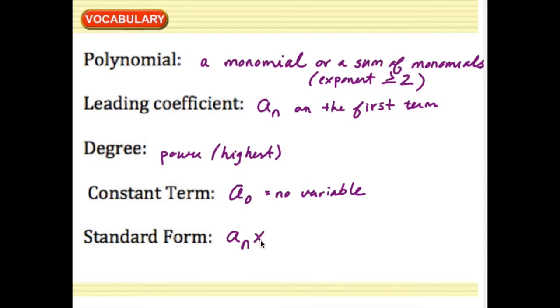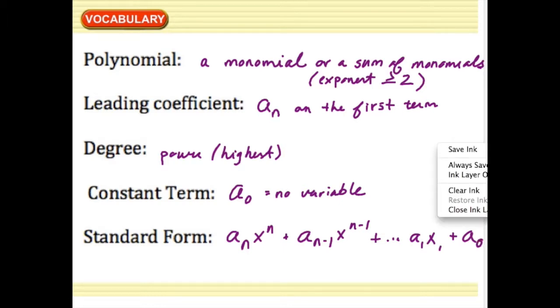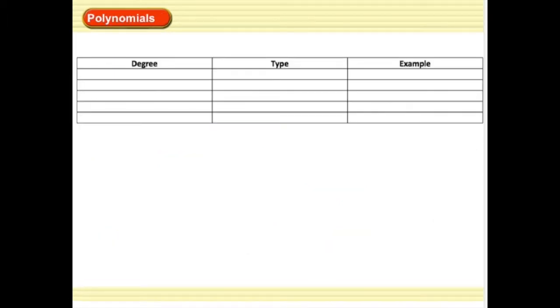And standard form, again, is a x to the n plus a x to the n minus 1, and so on and so forth until you get a x to the 1, and just a to the 0. So we're consistently decreasing the value in our exponents.